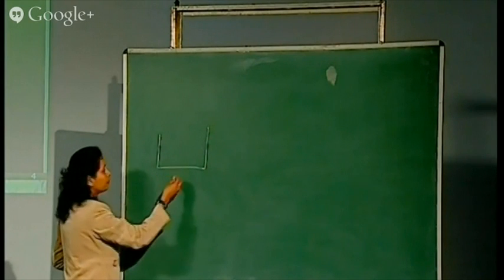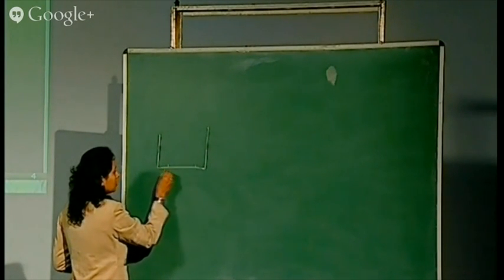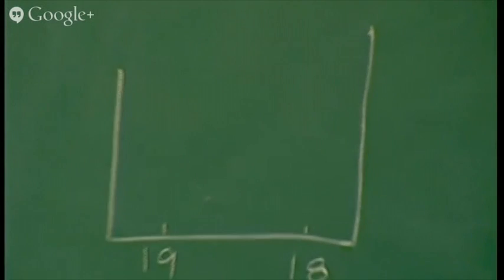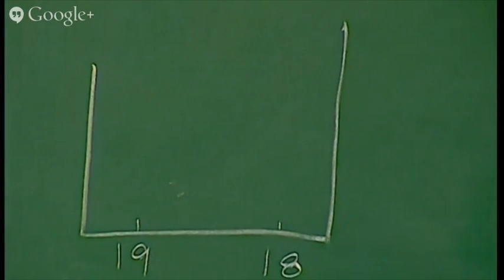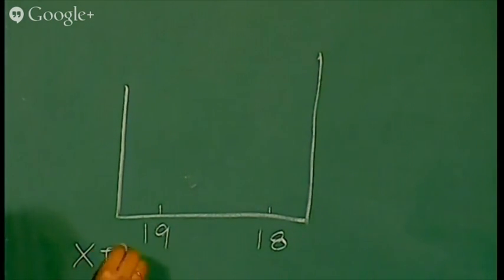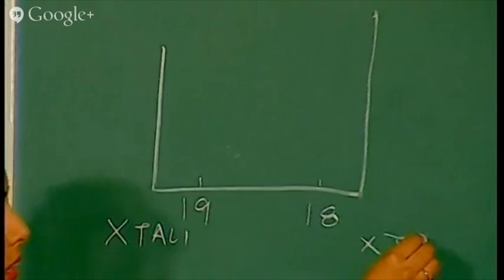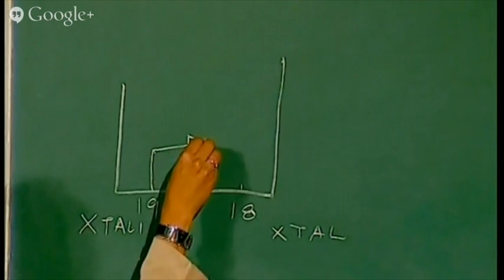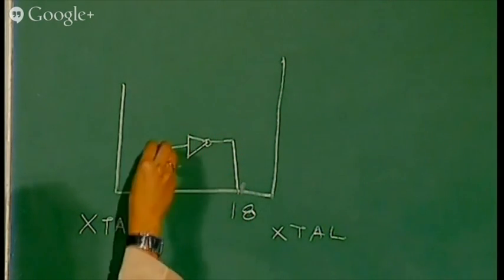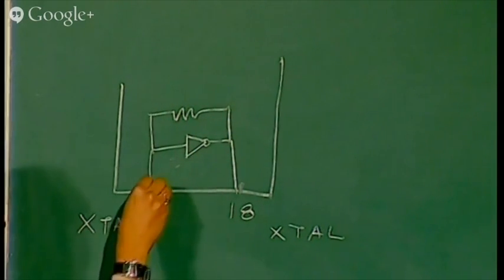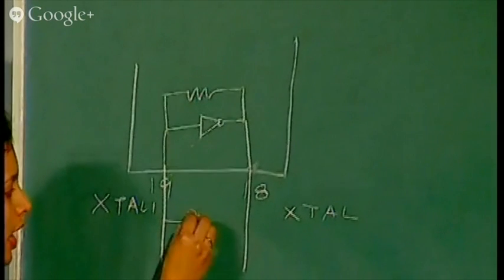Is it clear? There are two pins in the pin diagram of the 8051, pin number 18 and pin number 19. These two pins are basically used for this on-chip oscillator. Pin number 19 is known as crystal 1 and this is crystal 2. And internally you have a circuit like this, which basically generates the pulses. But at these two pins, you have to connect a crystal.